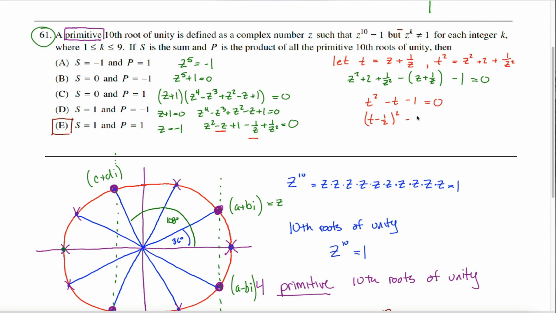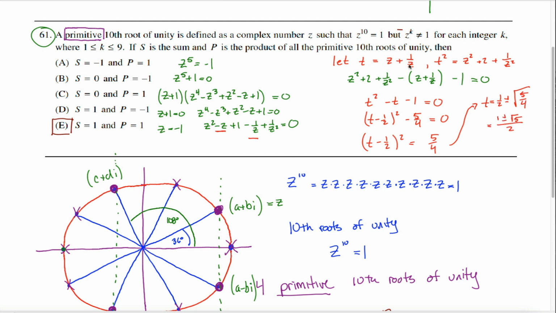But if I write minus 5/4 here, the plus 1/4 from here and the minus 5/4 from here nets out to this -1. So this line's equivalent to this line. If I add 5/4 to both sides, I get here. Take the square root of both sides, and then add 1/2 to both sides. I get t is equal to 1/2 plus or minus the square root of 5/4. In other words, 1 plus or minus root 5 over 2.